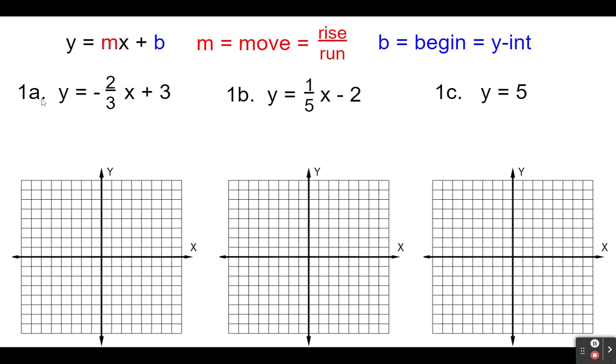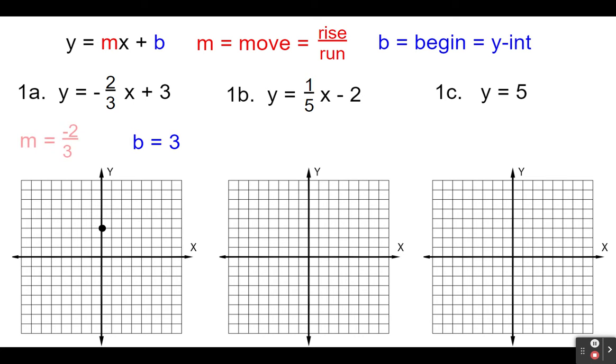Let's look at example 1a. We have our y equals mx plus b, so go ahead and list what your m and your b equals. So if our b equals 3, we're going to begin on our graph our first point at 3. Again, on the y-axis because it's a y-intercept.